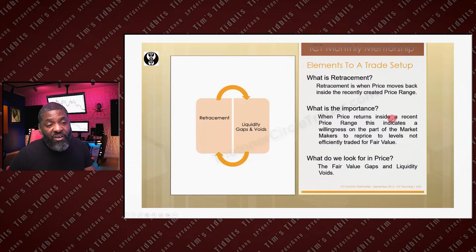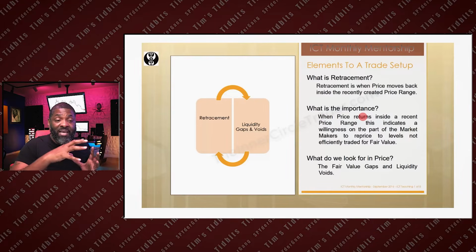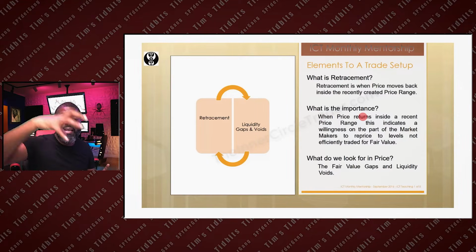So what's the importance of this? When price returns inside a recent price range, this indicates a willingness on the part of the market makers to reprice to levels not efficiently traded for fair value. Again, it's going to be looking for fair value gaps, liquidity voids, any type of imbalance in the recently created price range made by what? The expansion.